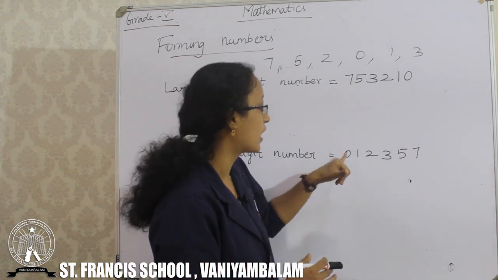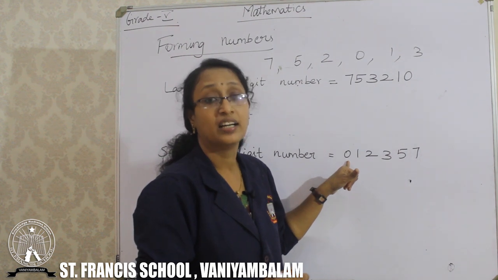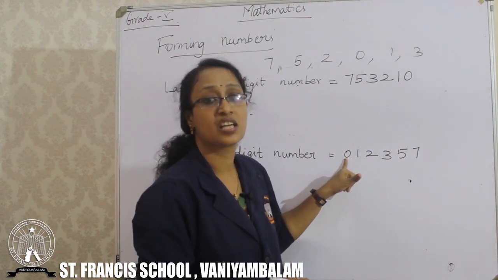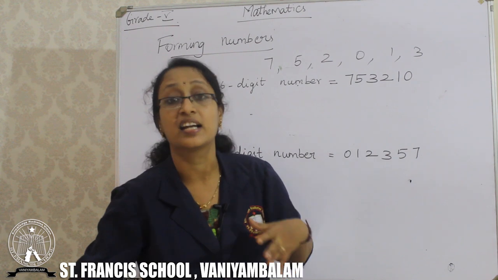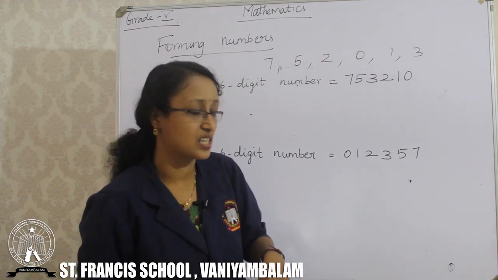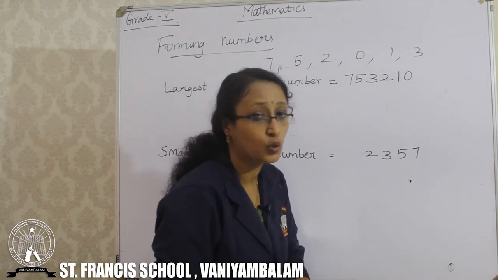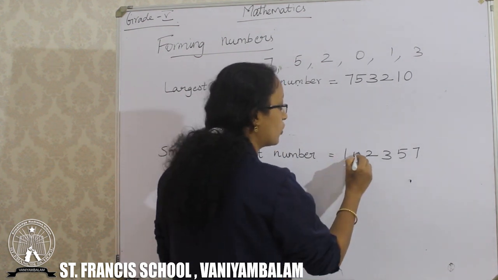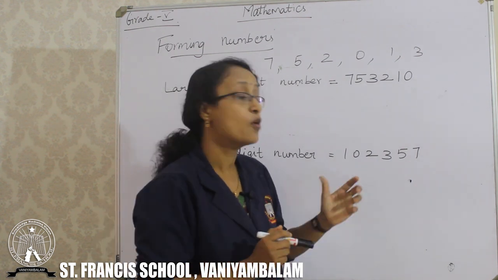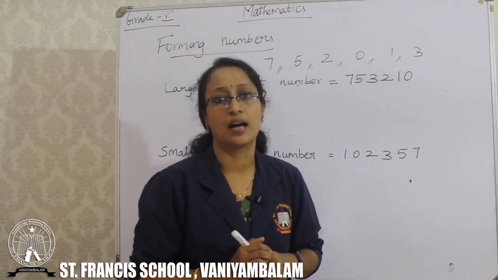The reason is you have 0 in front of the number. Your first digit is 0, so you can't read the number starting with 0. So what you will do is just interchange the first two digits, 1 and 0. Now you got the smallest 6 digit number.